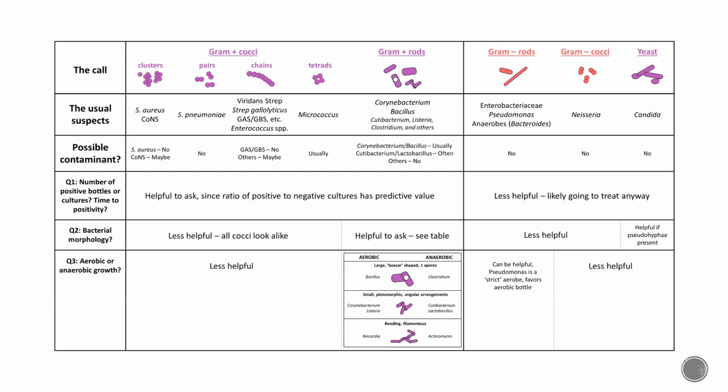The next question will be bacterial morphology, like gram-positive rods, or if there are any pseudohyphae in Candida. And the next will be a question about aerobic or anaerobic growth. Because, for example, if it comes up gram negative and aerobic, then we would think of Pseudomonas, because Pseudomonas is a strict aerobe. Or if it is gram positive and comes back with aerobic growth, then it may be Bacillus. But Bacillus is usually a contaminant.